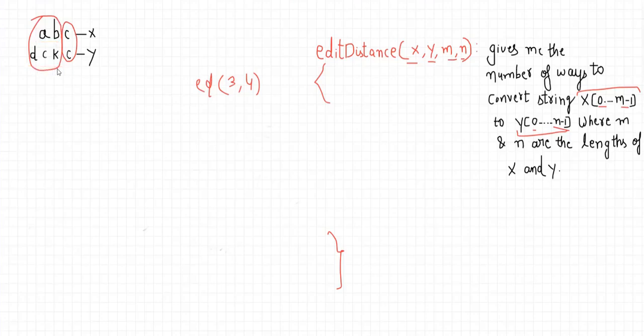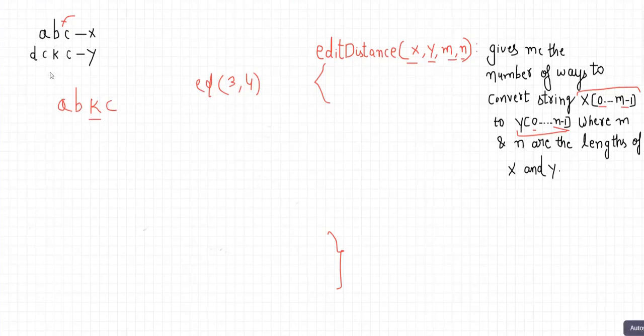Otherwise, if the characters are not matching, like they are not matching here, what we have to do is to call the function edit distance for three different operations. The first operation is we simply insert K here. In that case, the x will become A, B, K, C.